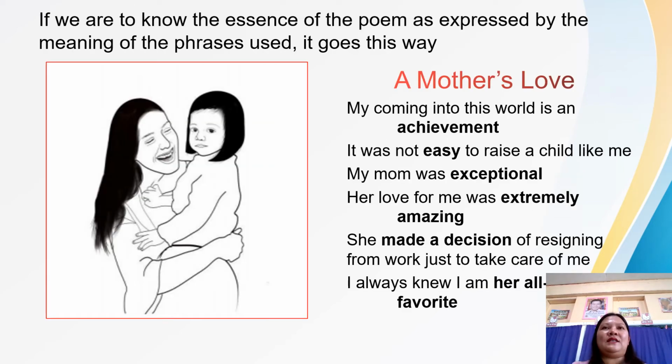If we are to know the essence of the poem as expressed by the meaning of the phrases used, it goes this way. A mother's love. My coming into this world is an achievement. It was not easy to raise a child like me. My mom was exceptional. Her love for me was extremely amazing. She made the decision of resigning from work just to take care of me. I always knew I am her all-time favorite.